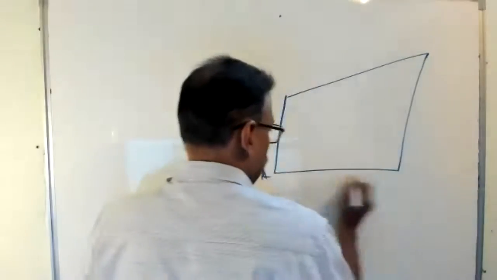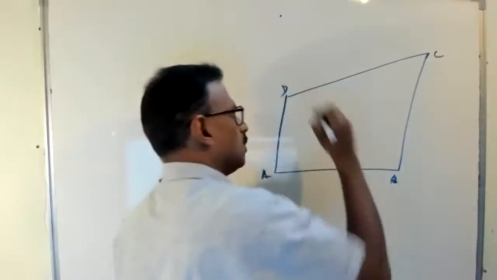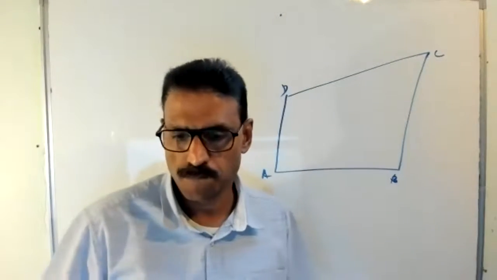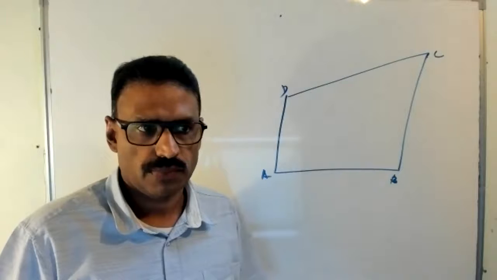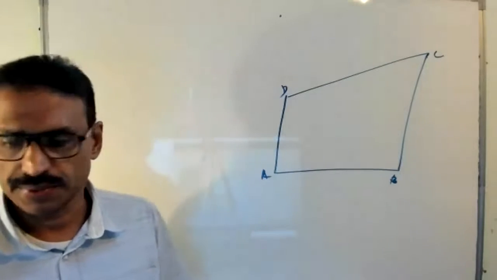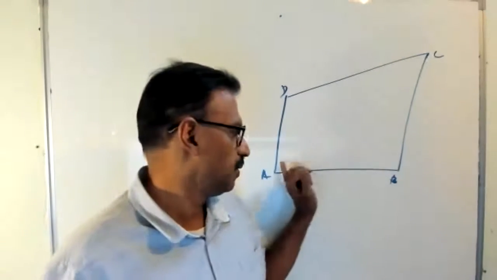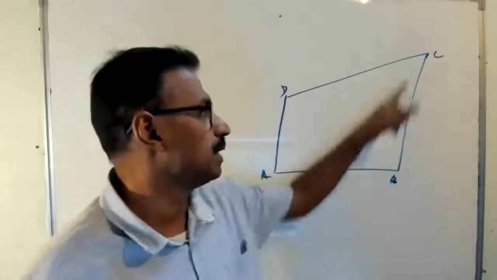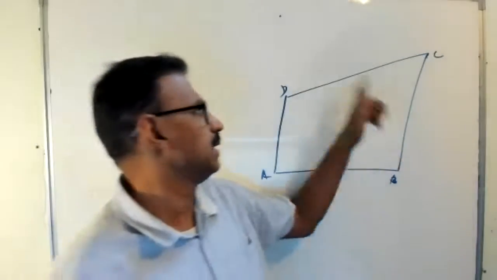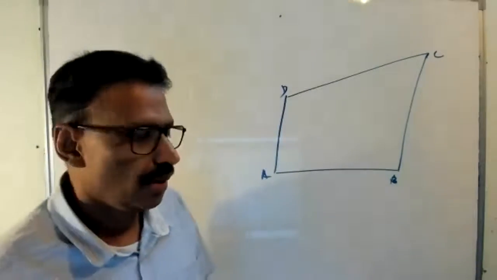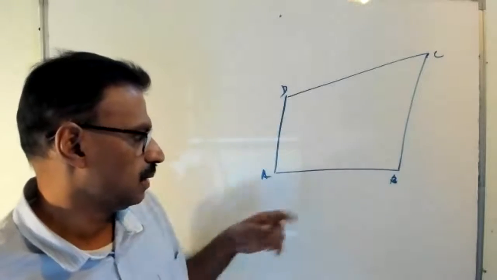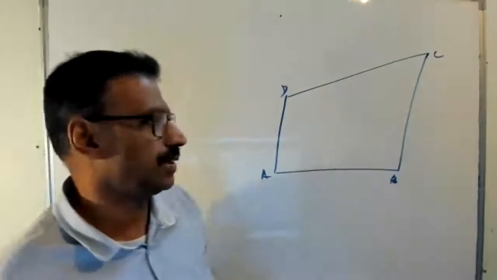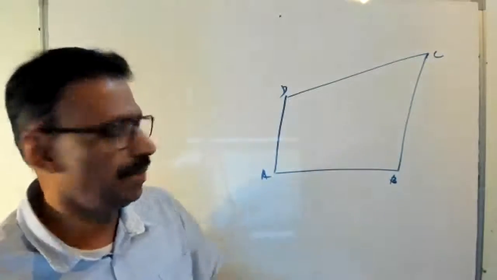A, B, C, D. This is a quadrilateral. How many sides are here? Four sides, four angles. A, B, C, D are angles. The sides are AB, BC, CD, and DA. Then AB and BC are adjacent sides. BC and CD are also adjacent sides. CD and DA are adjacent sides. AD and AB are adjacent sides.